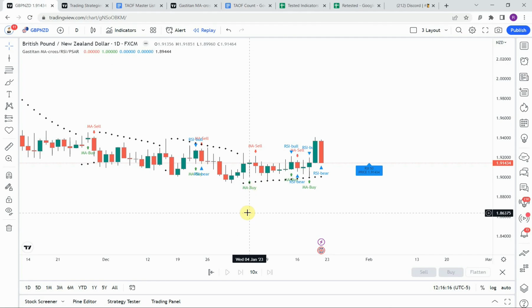Alright, so today we are looking at an advanced testing of the Gastitan MA Cross RSI Parabolic SAR indicator, and you can see it here on screen. I did make a slight modification to this, very similar to what I did in the original video. In the original video, this was able to achieve over 10 trades within the one year's time, and so we kept it on the daily time frame and kept the normal stop and take profit.